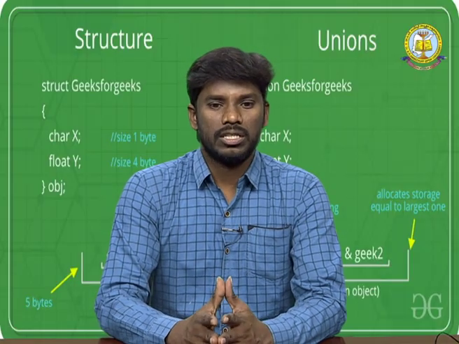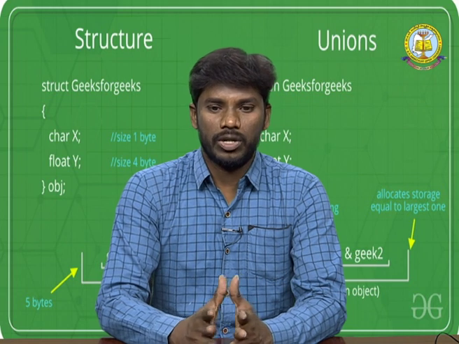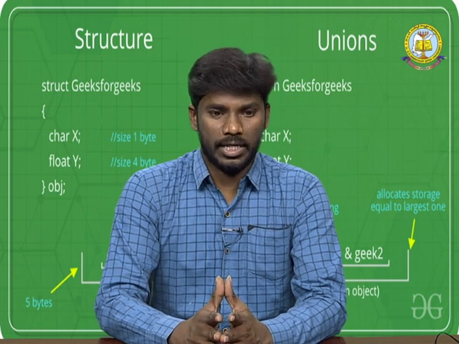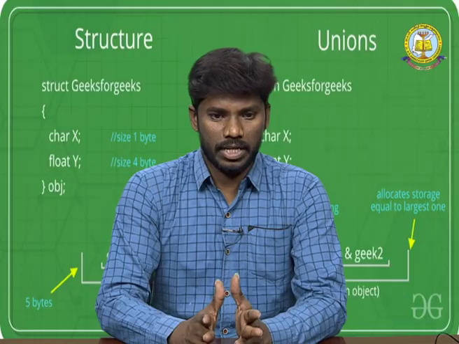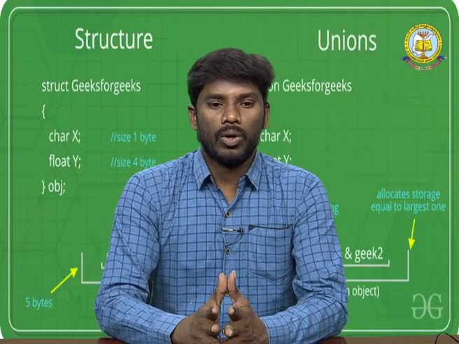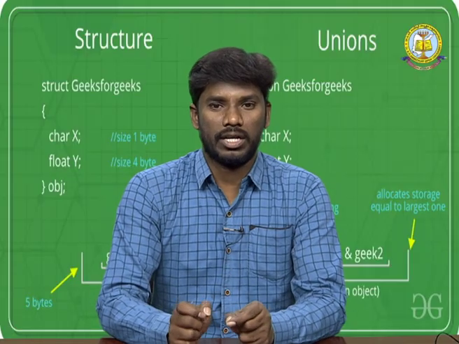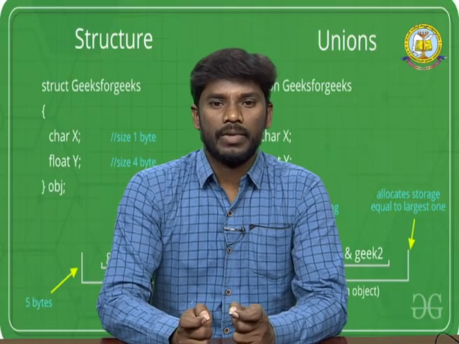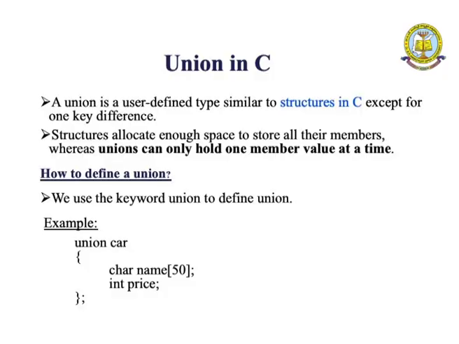Structures provide us a way to represent real-world objects or concepts in our program, which can make our code more expressive and easy to understand even by non-programmers. Coming to the topic of unions in C. A union is a well-defined type similar to structures except for one key difference.